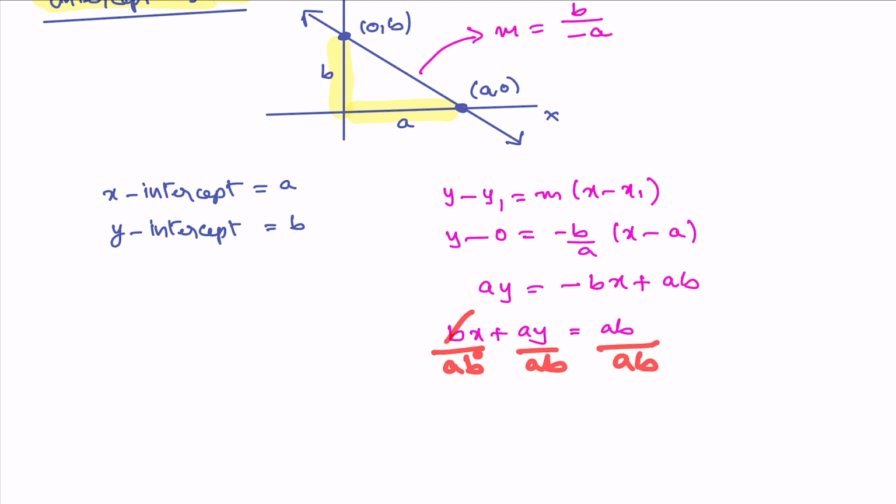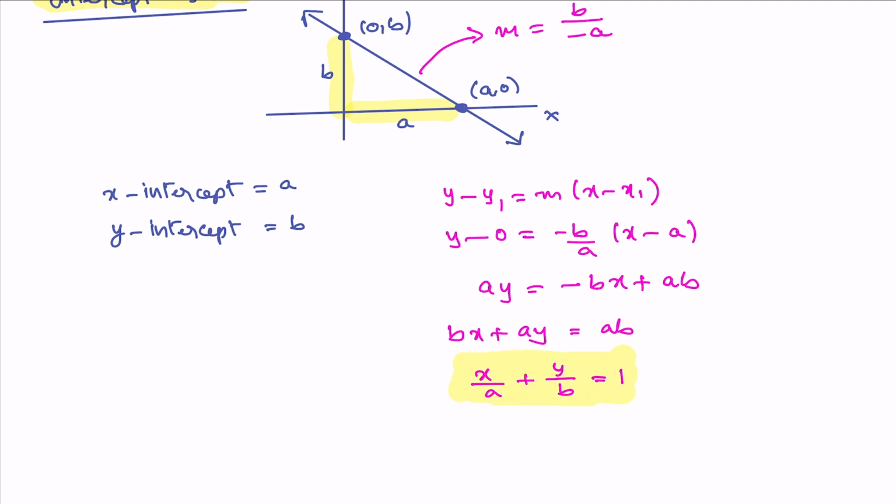Here, bb will get cancelled. What will you get here? x by a, a will get cancelled. What will you get here? y by b, y by b. ab will get cancelled. What will you get here? 1. So, x divided by a plus y divided by b equal to 1. This is known as the intercept form of a line.